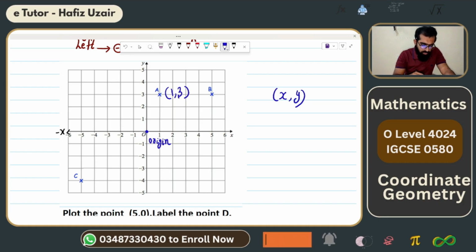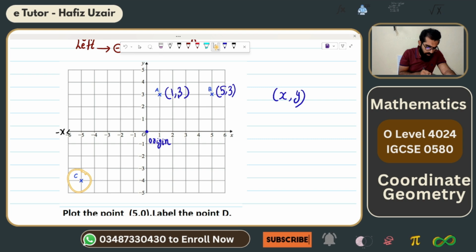Similarly, let's find the coordinates for B. To reach point B from the origin, how many units do we need to move on the x-axis? 1 2 3 4 5. So we need to move 5 units on the x-axis, and 3 units towards the top side. So the coordinate for this point will be 5 comma 3. You can also check this without doing these steps. This B is in front of 5 and 3, so the coordinate for point B will be 5 comma 3.